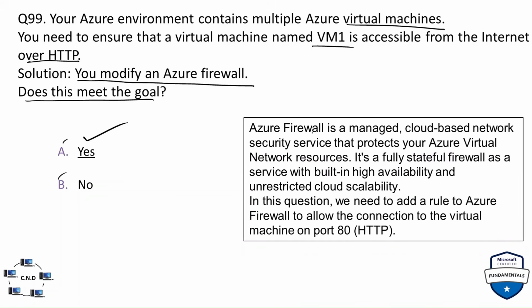Because Azure Firewall is a managed cloud-based network security service that protects your Azure virtual network resources. It is a fully stateful firewall as a service with built-in high availability and unrestricted cloud scalability. In this question, we need to add a rule to Azure Firewall to allow the connection to the virtual machine on port 80, that is HTTP.